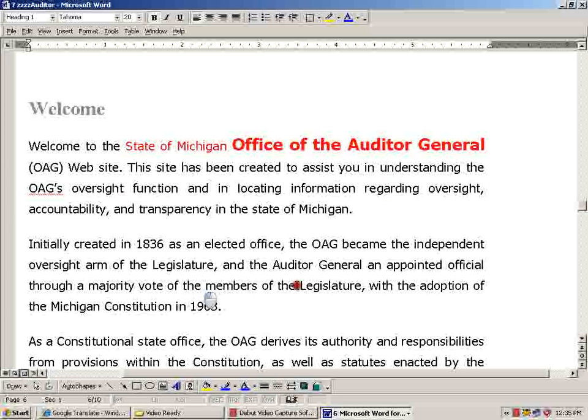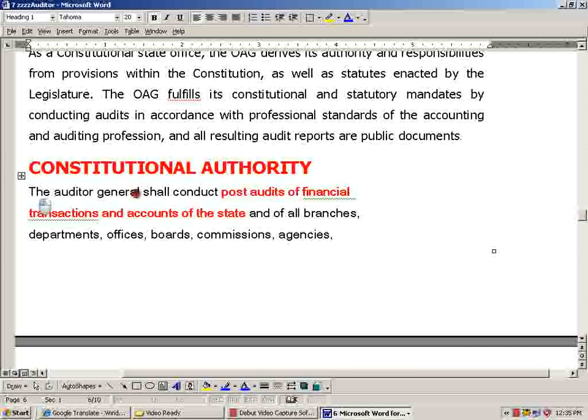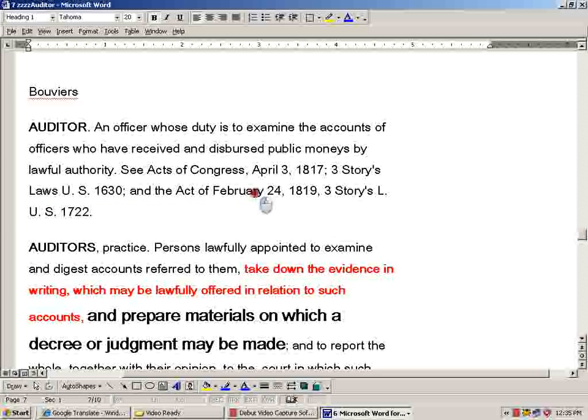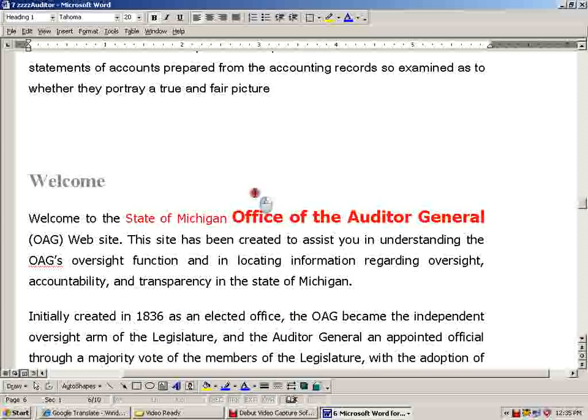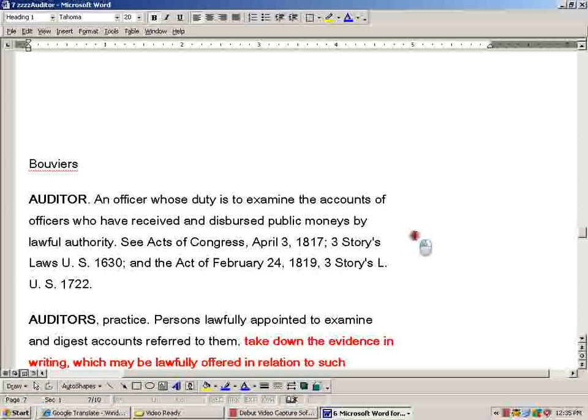Now, the state of Michigan has an Office of Auditor General and constitutional authority. The Auditor General shall conduct post-audits of financial transactions and accounts of the state, lowercase state, in all branches, departments, offices, boards, commissions, and agencies. Right? Sounds like a guy you could take your complaint to. This is in the state. So if you think the answer is in the civil law, then go to the Office of the Auditor General and take him your complaint against your foreclosure.